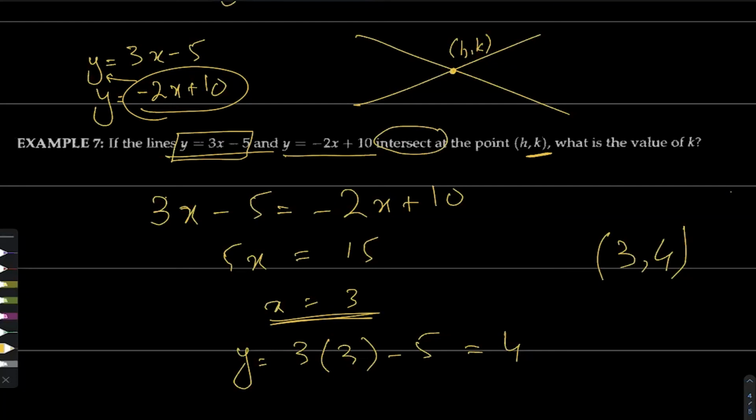Okay, but then why didn't you plug it into the other one as well? You could have done that and you would have found the same answer. It doesn't matter which line you pick. Okay, that's fine. I was confused about that.